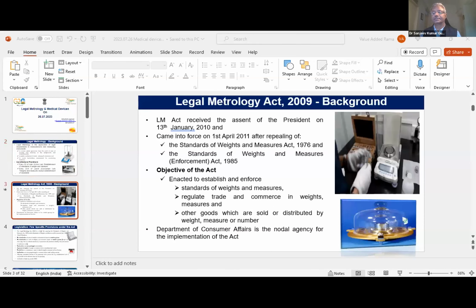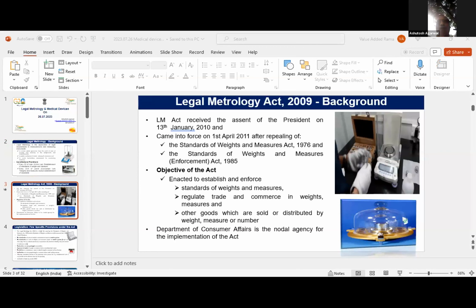Thank you. As we are all aware, the Legal Metrology Act, the first act, came into force in 1956, known as the Standards of Weights and Measures Act 1956. This act was repealed in 1976 by the Standards of Weights and Measures Act, and at the same time, in 1985, we had the Standards of Weights and Measures Enforcement Act 1985.